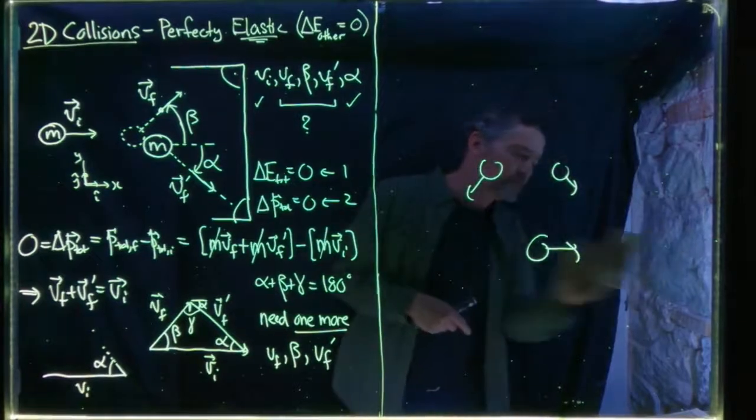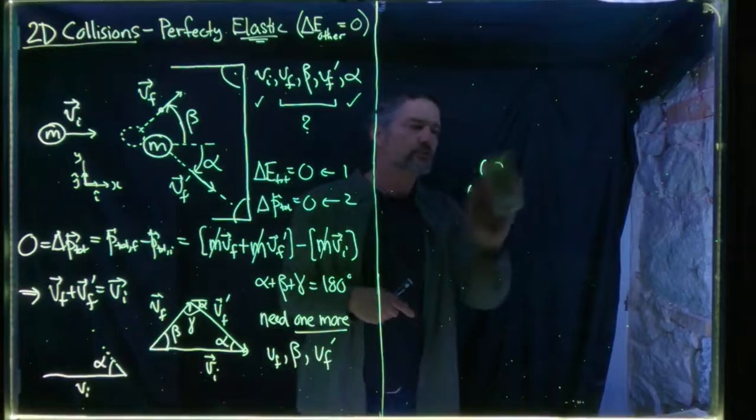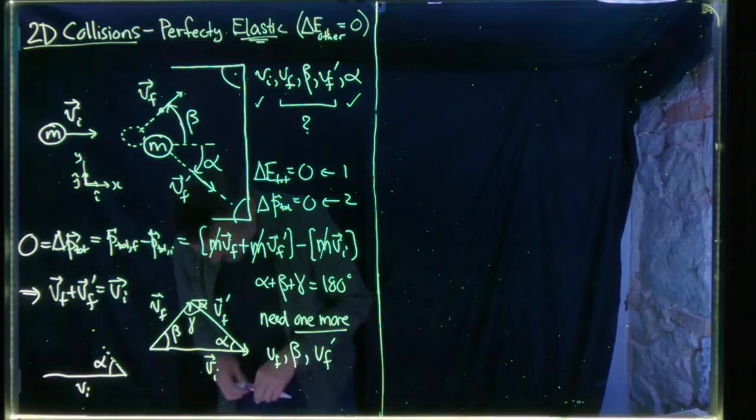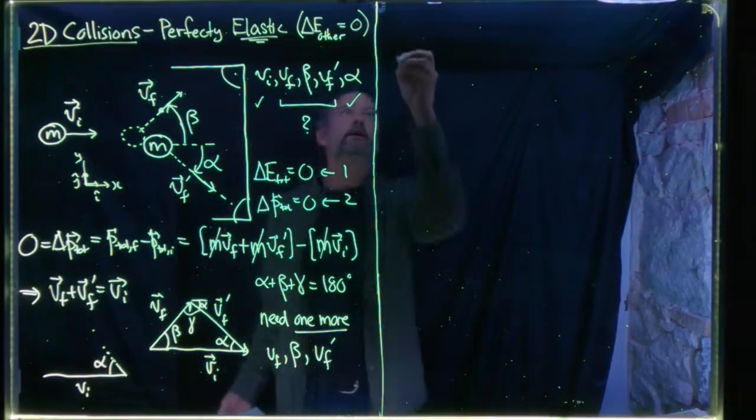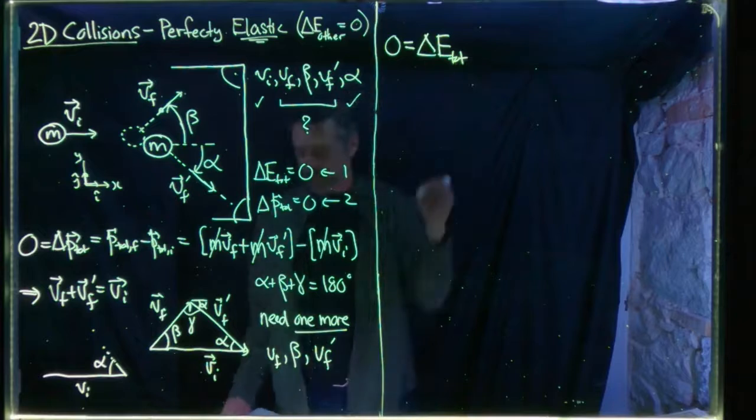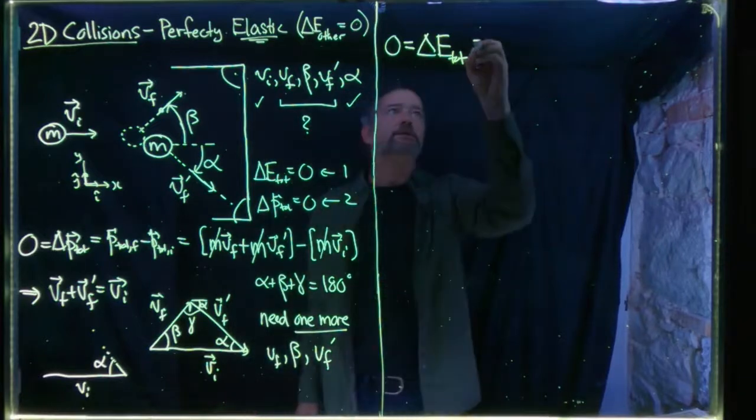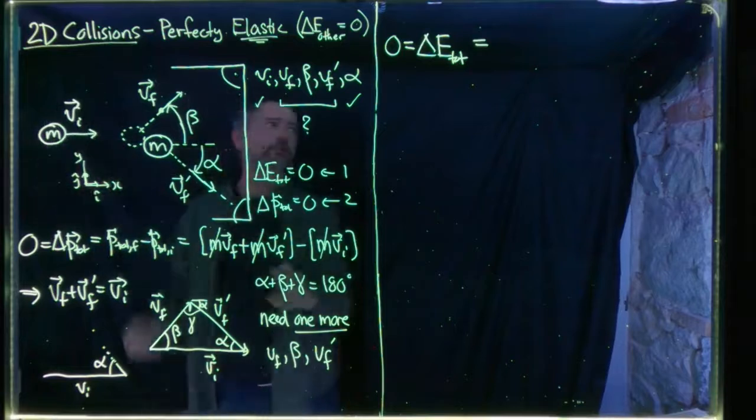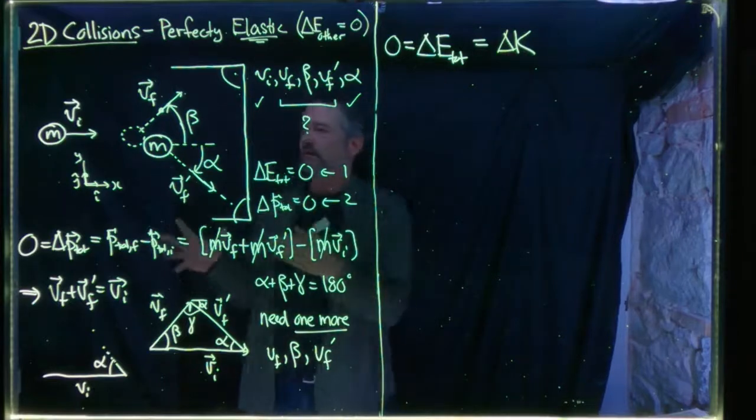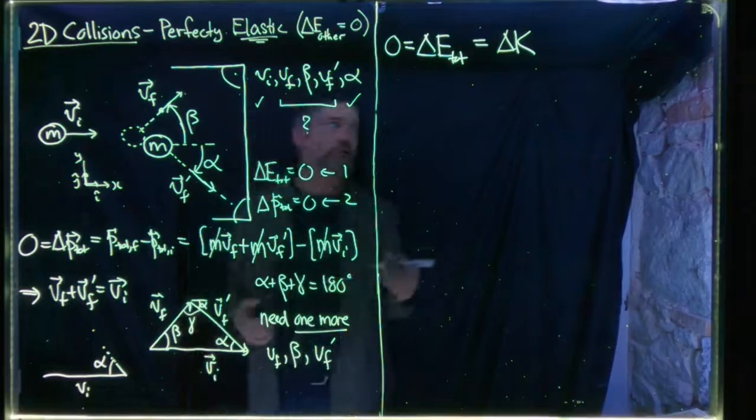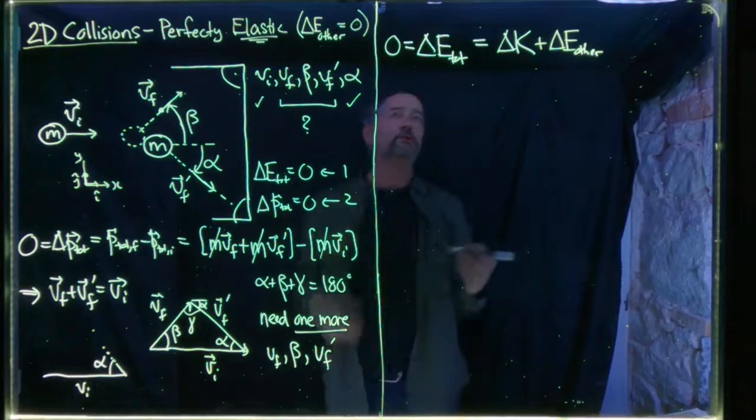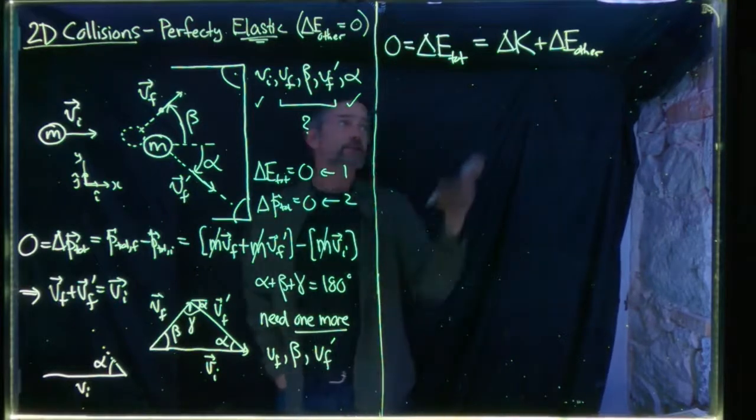And that one more equation, of course, is conservation of energy, which is always true. Conservation of energy is going to take this form. We're going to say 0 is equal to the change in the total energy in an isolated system. The kinds of energies involved in this process of collision: there could in principle be changes in kinetic energy, and there could in principle be thermal energy generated, sound energy generated, and everything else. So it's delta kinetic plus delta E other, and the sum of those two has to equal 0.